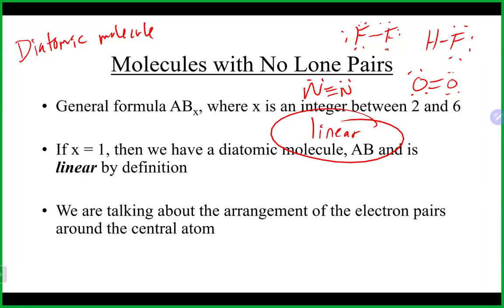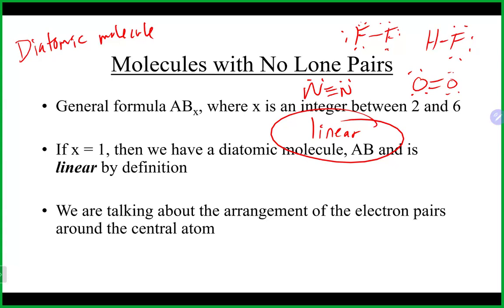There's no other way to arrange those things other than a straight line, and it will always be linear. Like I showed you here in these pictures, it doesn't matter if there's double bonds, triple bonds, or if they're different elements. You see two things, you're asked what the geometry is, just write linear and you'll be right. Any questions on that there?